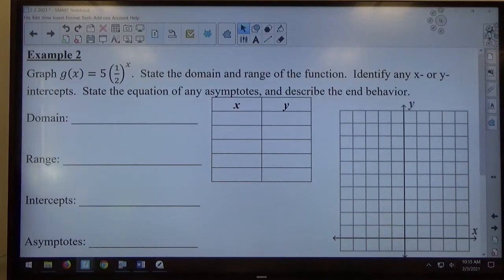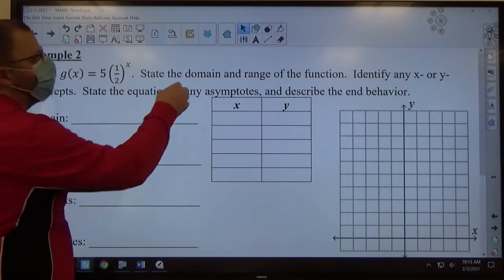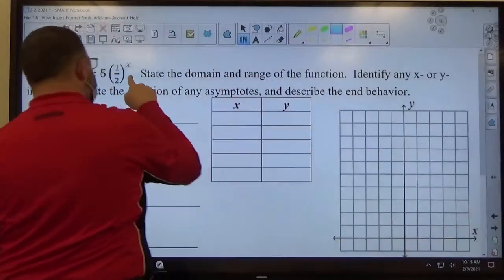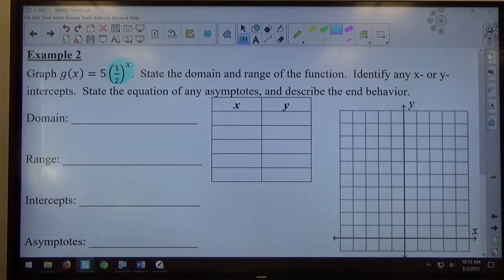Okay, example 2 is the exact same kind of problem. The difference between example 1 and 2 is the function itself is a little bit more unpleasant. We have 5 times 1/2 to the x power. Again, we have our power expression in our problem, making this an exponential function. The only variable in the whole problem is x, which is right there, the power of 1/2.